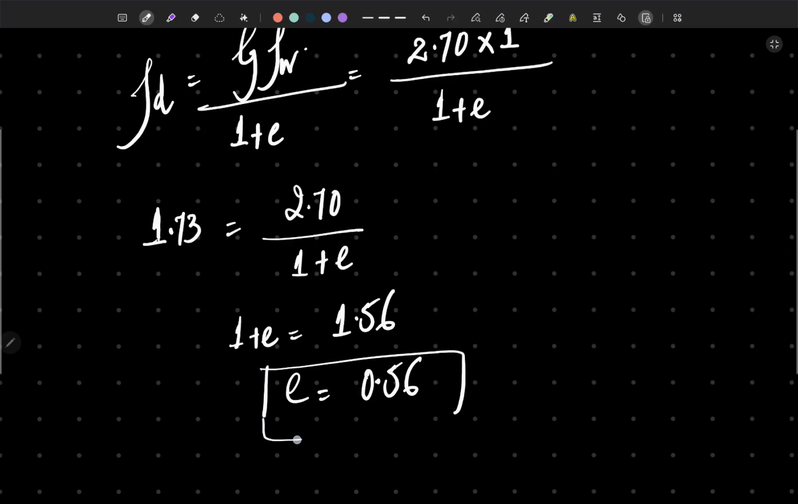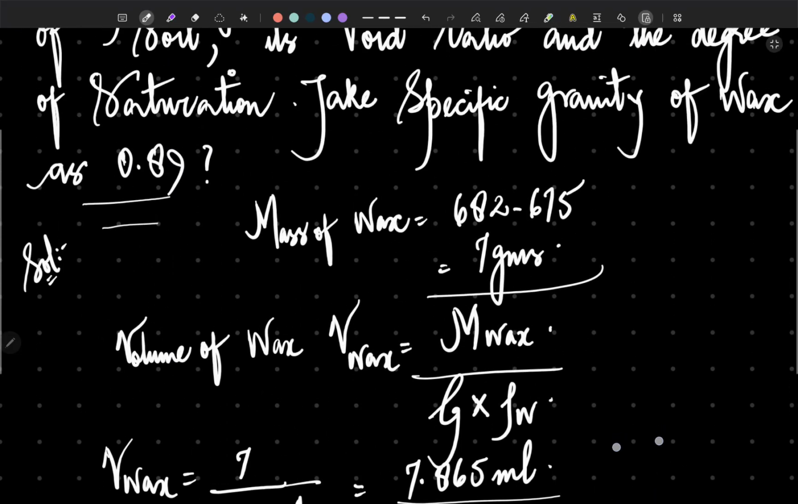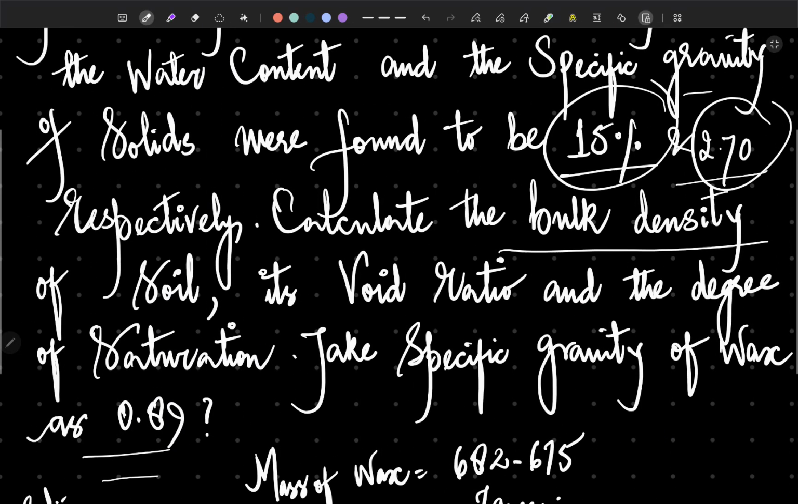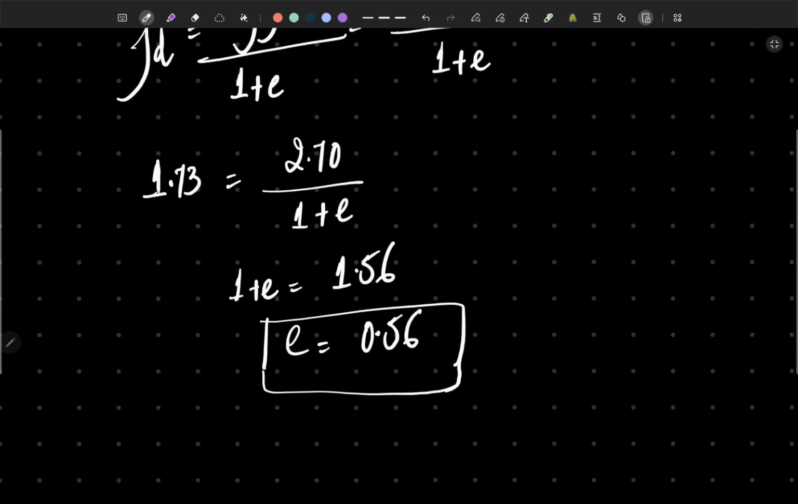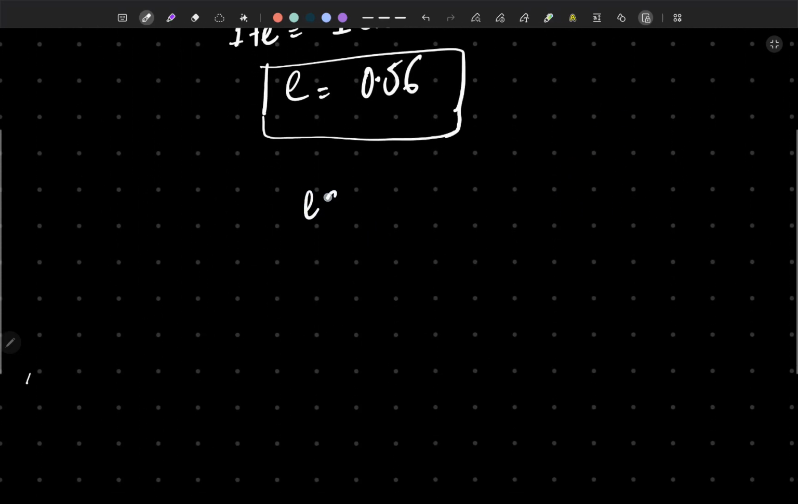We have found out the next parameter that the question demanded us to find. So we have calculated void ratio as well. We have calculated the bulk density, we have calculated the void ratio. Now the last thing that needs to be found is the degree of saturation. We can very easily do it. Degree of saturation, we'll use the general equation: e S is equal to w G. That means S is equal to w G divided by e.